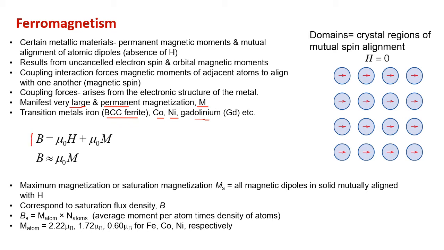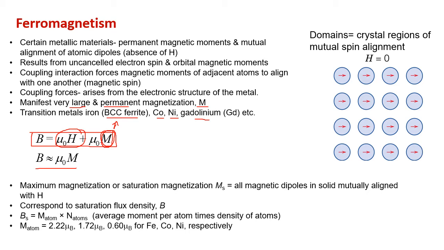In the formula to calculate the flux density, we are using B equal to mu naught H plus mu naught M. But for ferromagnetic material, the M is very large, so that we can ignore the mu naught H. So we can have B approximately equal to mu naught M, since the mu naught H is not significant compared to the very large magnetization of ferromagnetic materials.